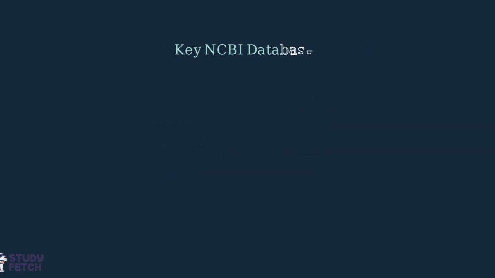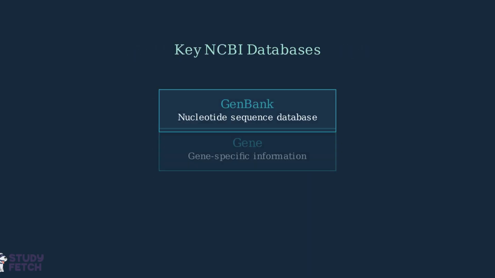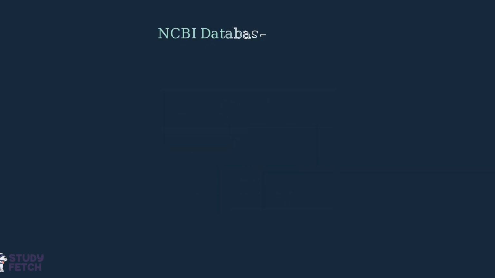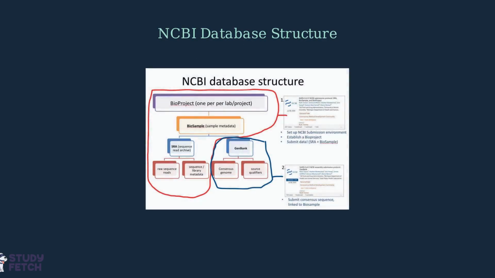NCBI hosts several key databases. GenBank contains nucleotide sequences, Gene provides gene-specific information, and Nucleotide offers a search interface for sequences. NCBI databases are interconnected. Bioproject organizes research efforts, Biosample describes specimens, while SRA and GenBank store different types of sequence data.